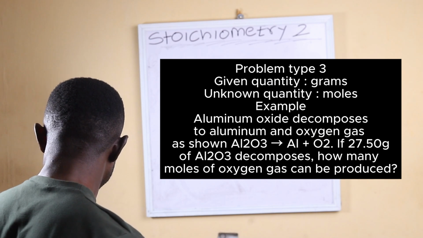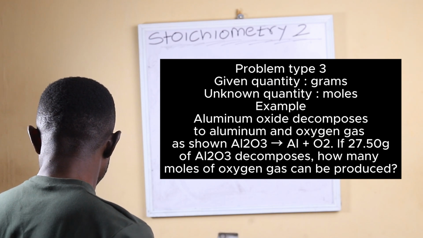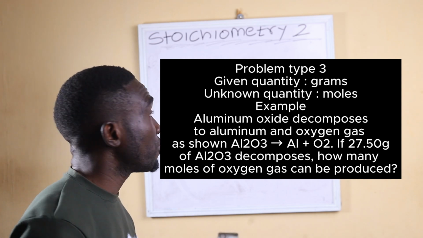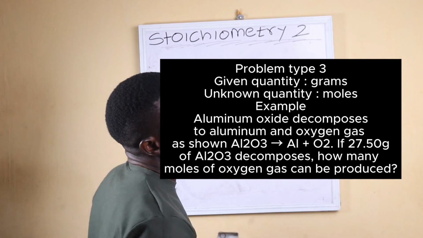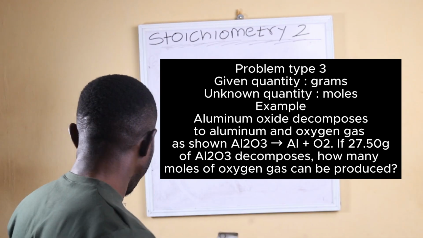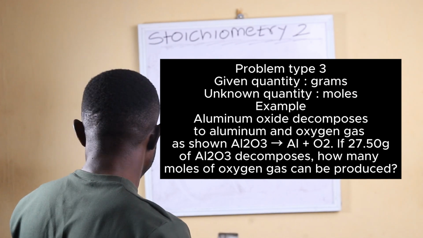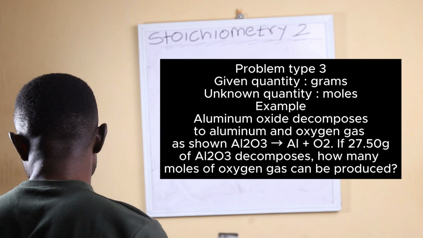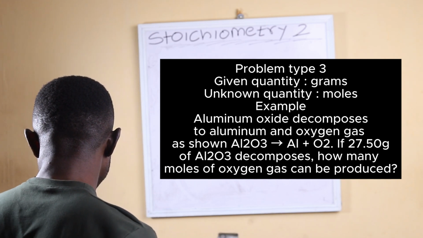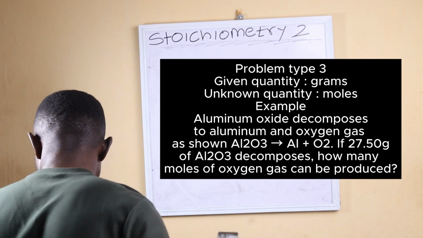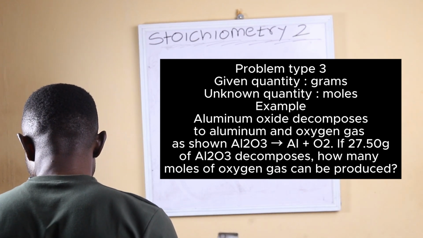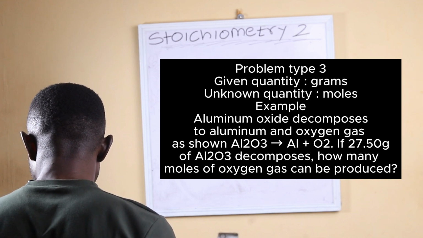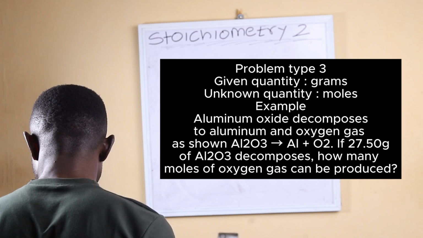For problem type number 3, we're going to be considering the given quantity is going to be in grams and the known quantity is going to be in moles. For example, let's look at the example on the board. It says aluminum oxide decomposes to aluminum and oxygen gas as shown. If 27.50 grams of aluminum oxide decomposes, how many moles of oxygen gas can be produced?